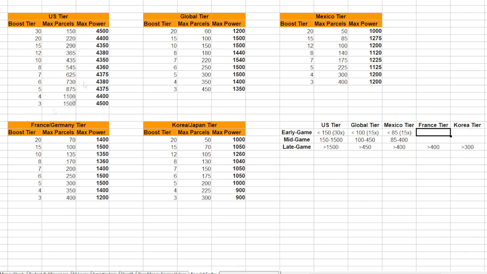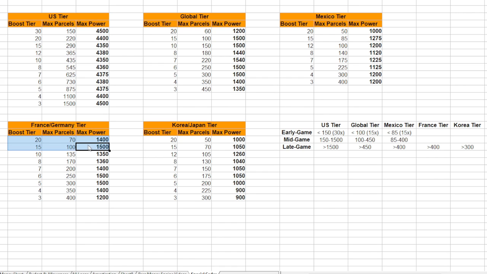And with the early game, with France and Germany, it's pretty similar to the global tier. There's not much of a difference, especially in the early game. So unless a player from France and Germany has bought a whole ton of parcels at this point, they're probably not at 100 yet. So a lot of the late game stuff, which is actually more similar to Mexico, you can see here, does not really apply to them.